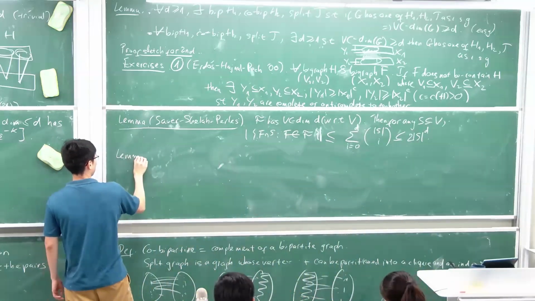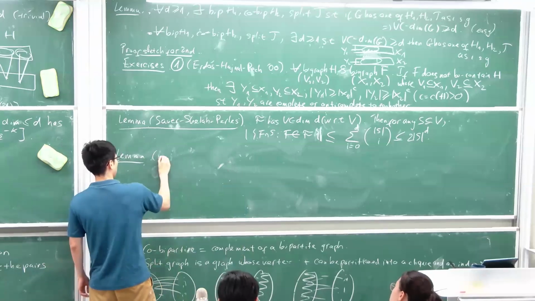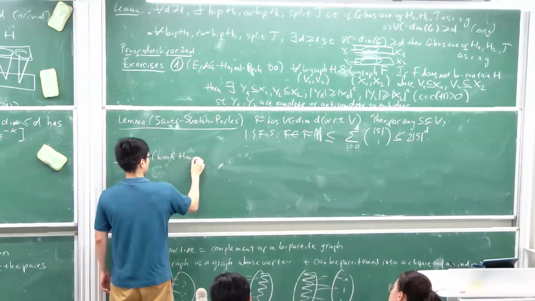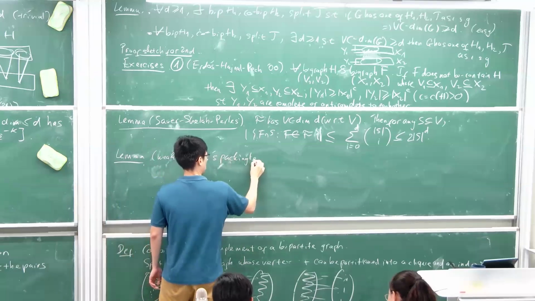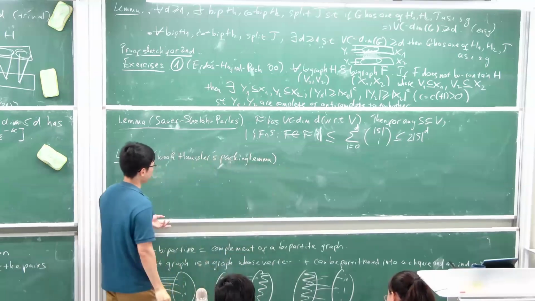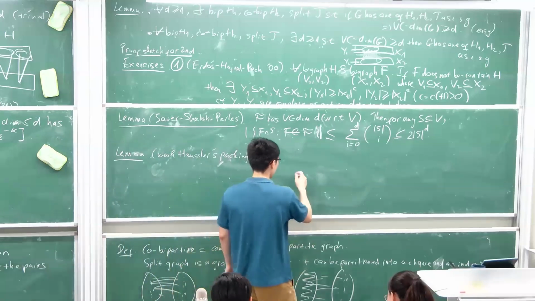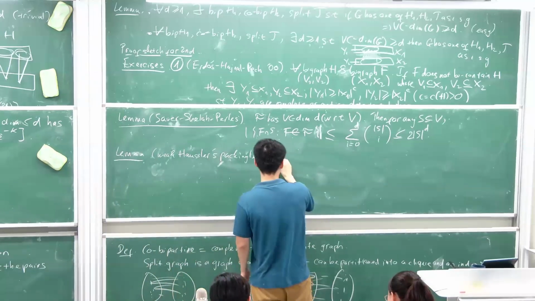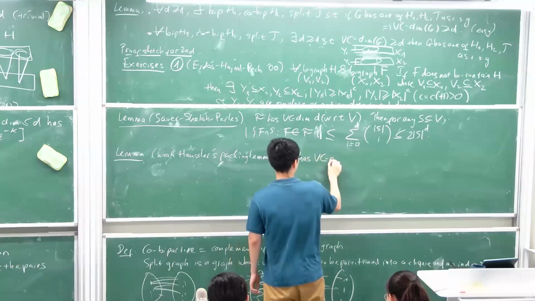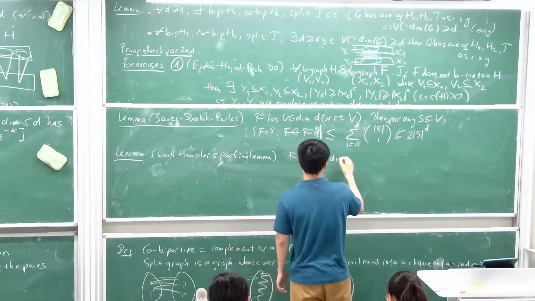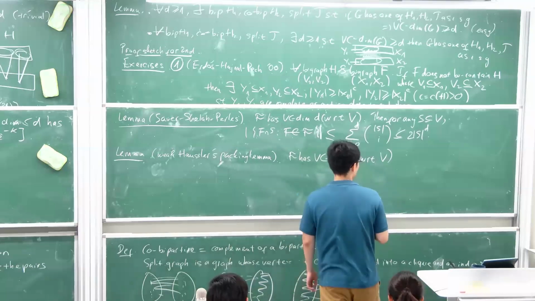So the next result we're going to need is Haussler's packing lemma. The main object in this lemma is going to be the symmetric difference of two sets.